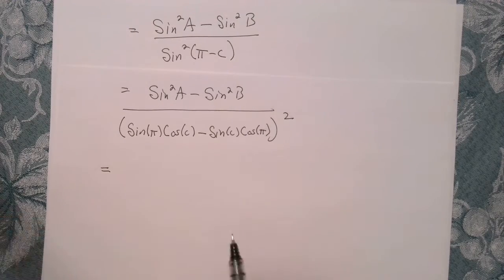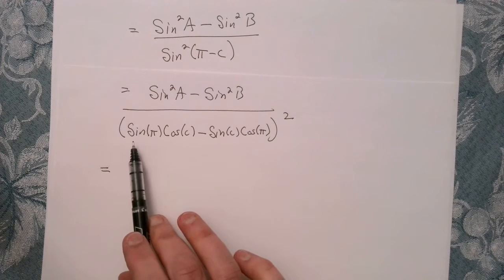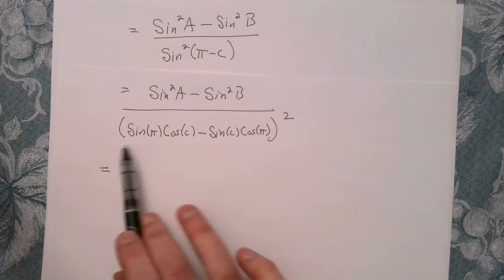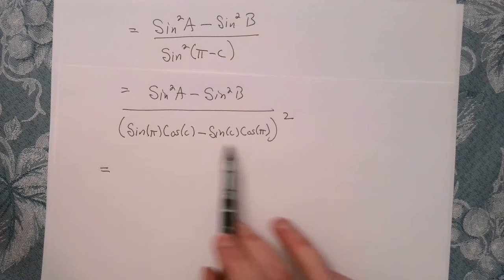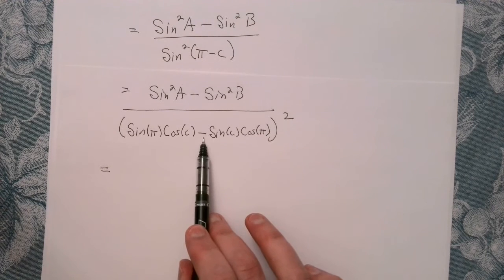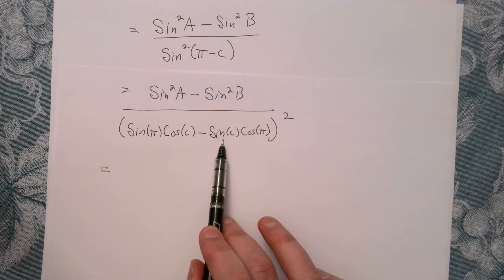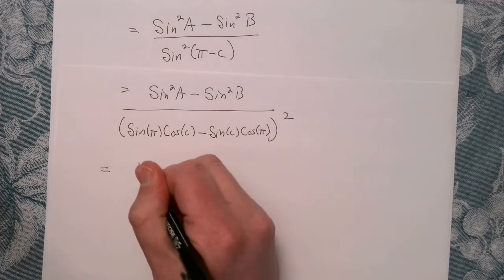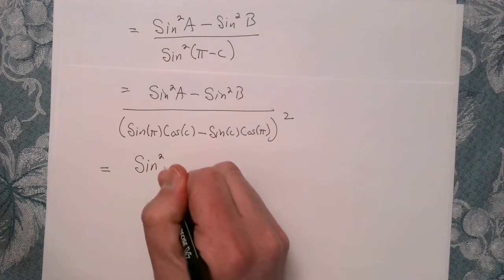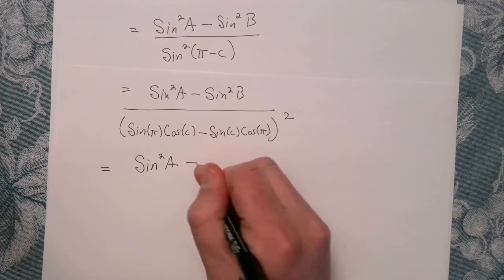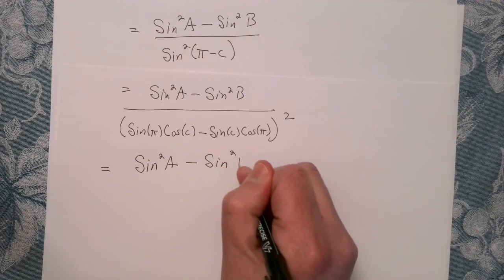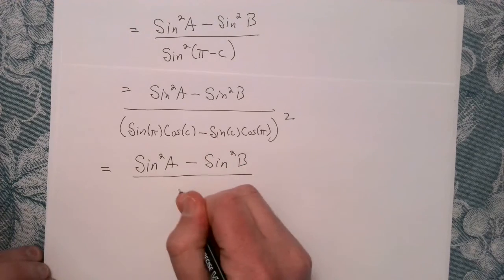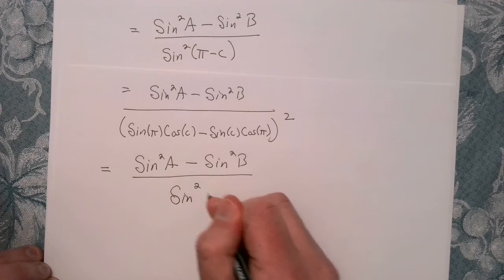And let's just compute that. We know that sine of pi is 0, right? That's the far left of the unit circle, and the y value, the sine, is 0, so that's gone. And cosine of pi is minus 1, so that's going to give me 0 plus sine of C, but that's squared. So sine squared of C.